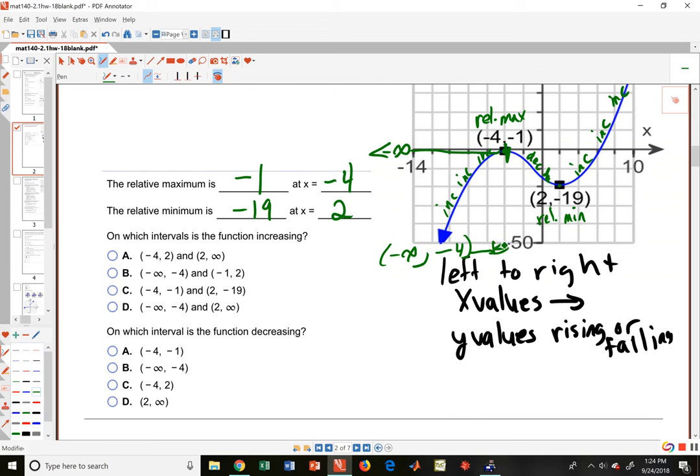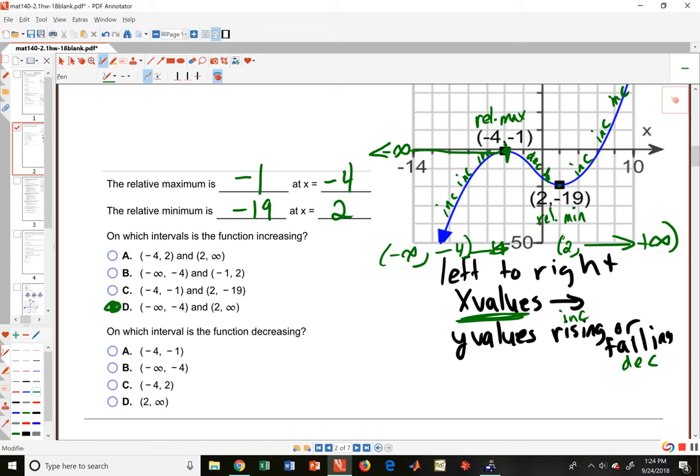Then it continues to increase from here at +2 out to positive infinity. The x values are what we're reporting, to show where the y values are rising or falling. When I say rising, I'm calling that increasing, and when they're falling, I'm calling that decreasing. So in what intervals is the function increasing? From negative infinity to -4, and from 2 to positive infinity.